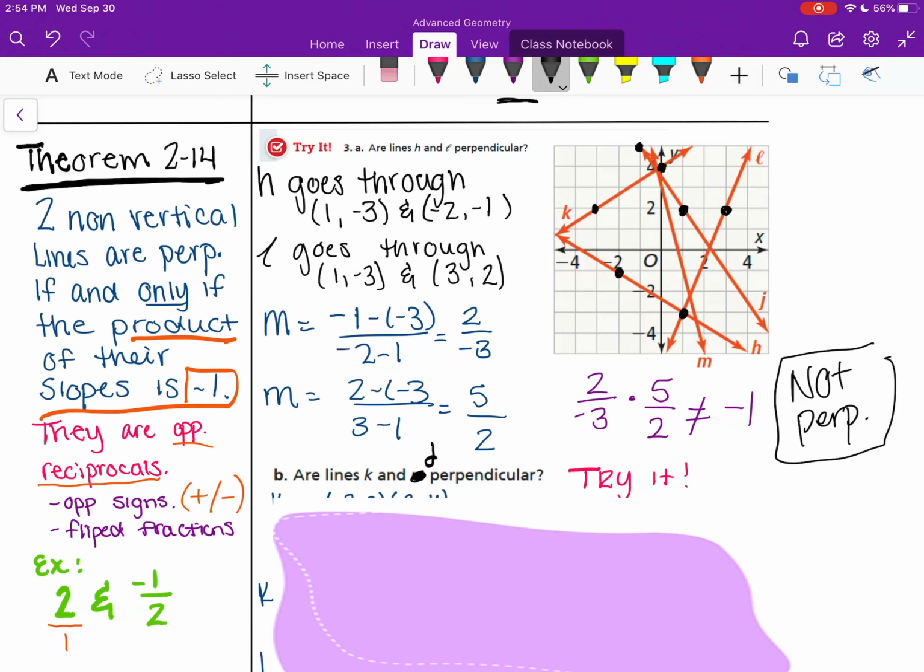If those were perfect opposite reciprocals, their slopes would multiply to be negative 1, and it does not. So they are not perpendicular.